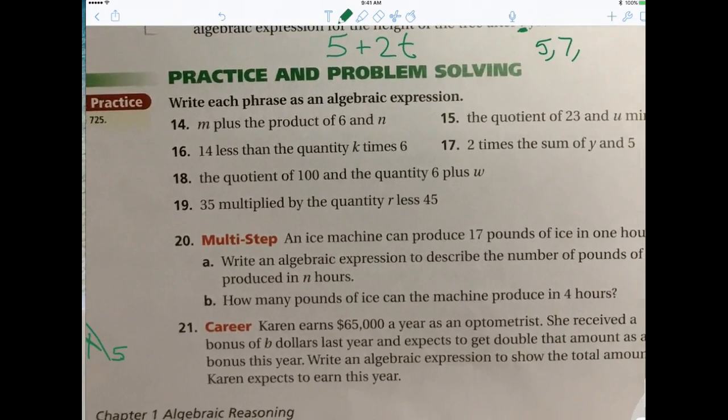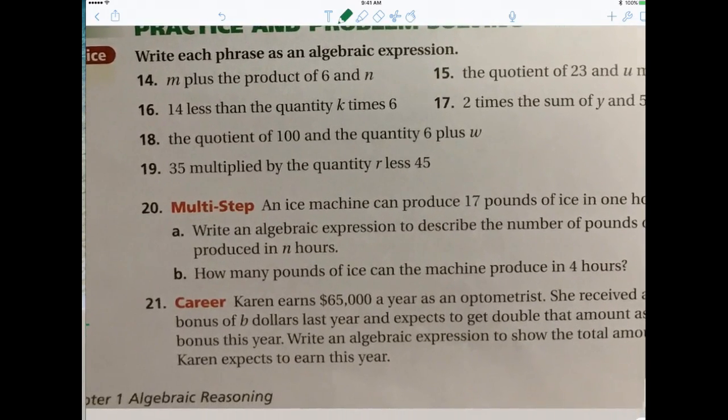Number 14. Mr. Layton, go. Okay, ready? M plus a product of 6 and n. So would you do 6 times n? That's right. That's part of it. And then you would do 6 times n. Would it be plus m? Yes, but listen to me, I'm very happy with you. It would be n plus... Yeah, there you go. M plus 6n. M plus 6n.